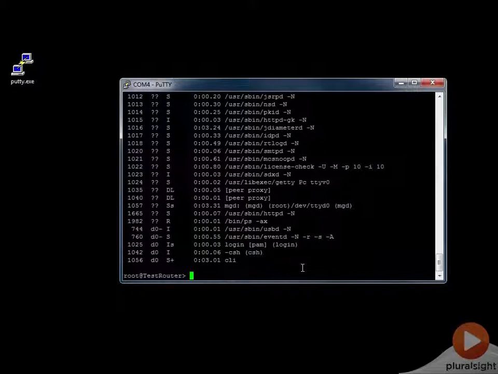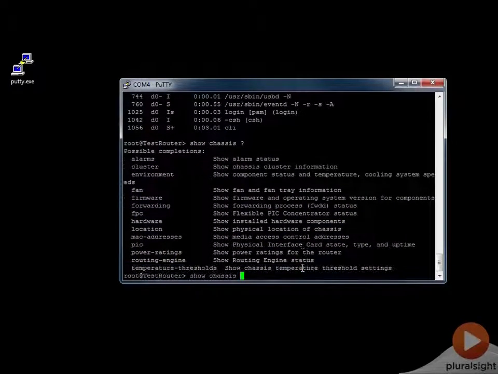Now, another way that we can look at some of the system information is with the Show Chassis command. Now, let's go ahead and hit the question mark here and see what our options are. As you can see, we can view any alarms that we might have set for different things on this device. If you have a device clustered, you can look at clustering information, and you can look at environment variables. Let's try environment here.